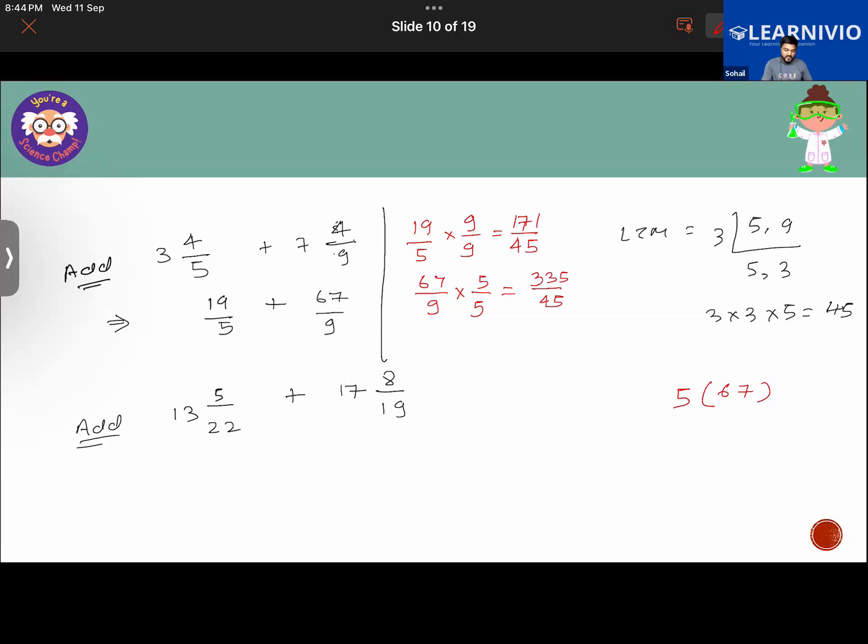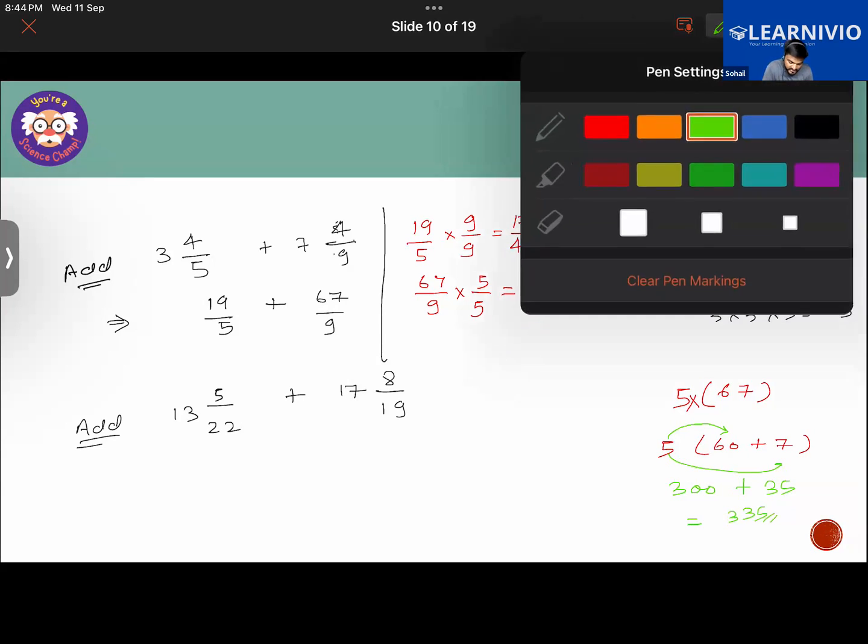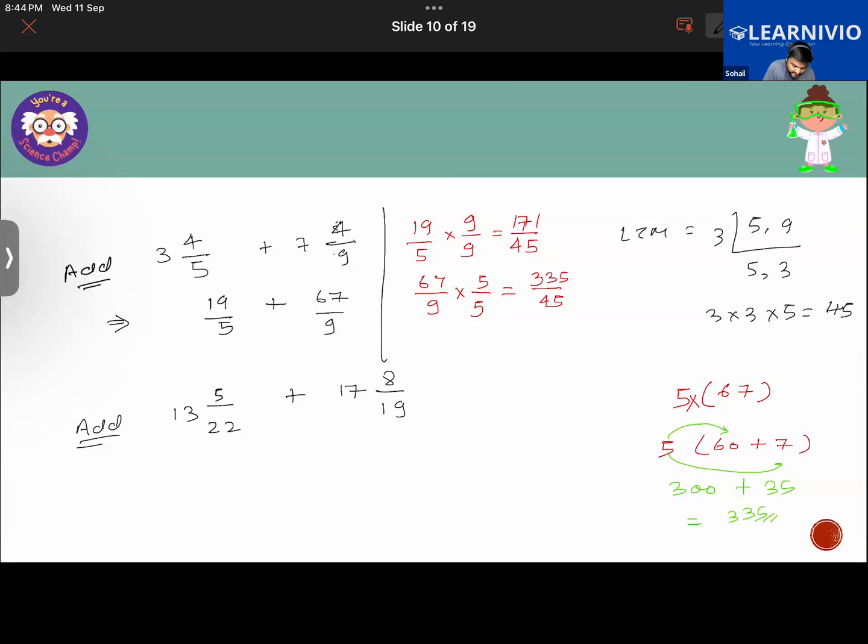335. The easy way to do it is in the following manner. You have to multiply 5 with 67. So break 67 into 60 plus 7. Now in your mind, multiply 5 with 60 first of all, so that will be 300. Then multiply 5 with 7, so that is 35. So 300 plus 35, that is 335. Okay, like that you can carry it out. So that is 335 upon 45.